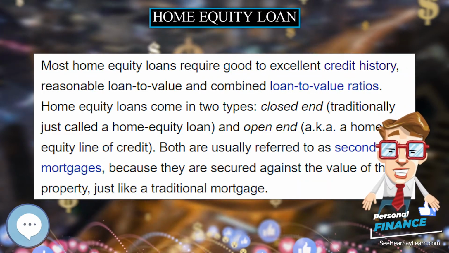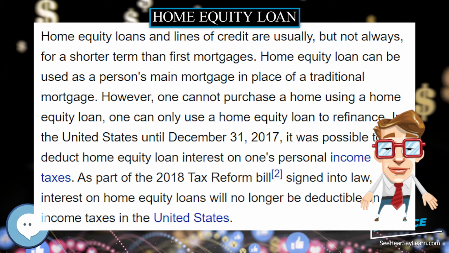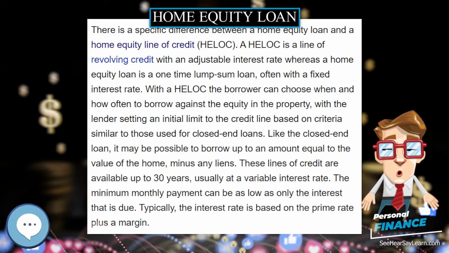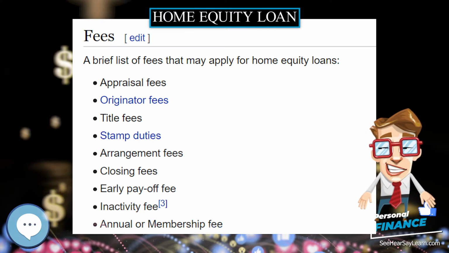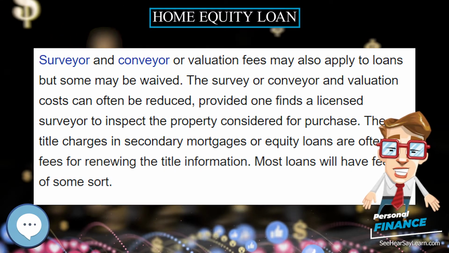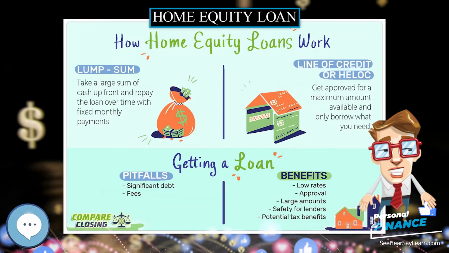Home equity loans are often used to finance major expenses such as home repairs, medical bills, or college education. A home equity loan creates a lien against the borrower's house and reduces actual home equity. Most home equity loans require good to excellent credit history, reasonable loan-to-value and combined loan-to-value ratios.